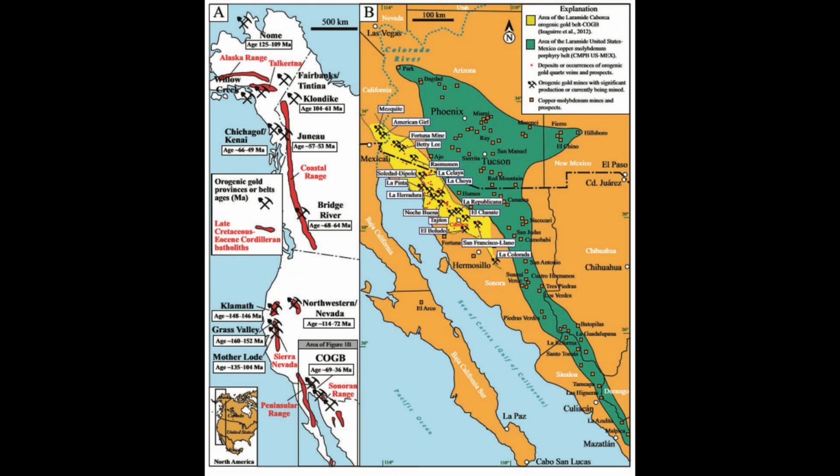This map shows the far southwestern corner of the U.S. with the gold deposits. The area that's orogenic is shown in yellow, and they extend from far southeastern California through southwestern Arizona into northern Mexico. And it shows how this continues to extend along the coast.